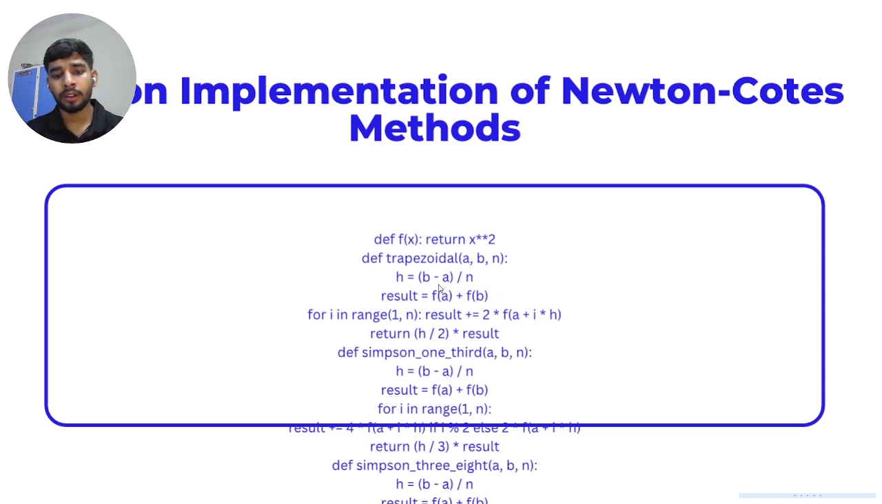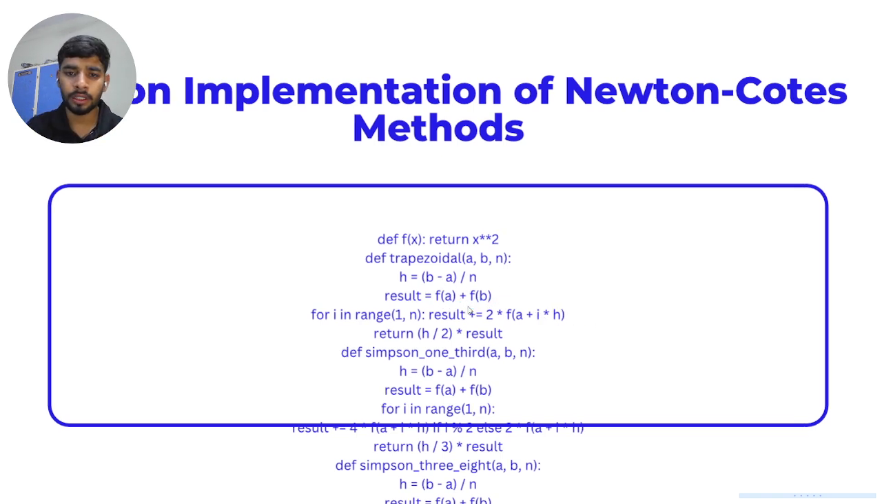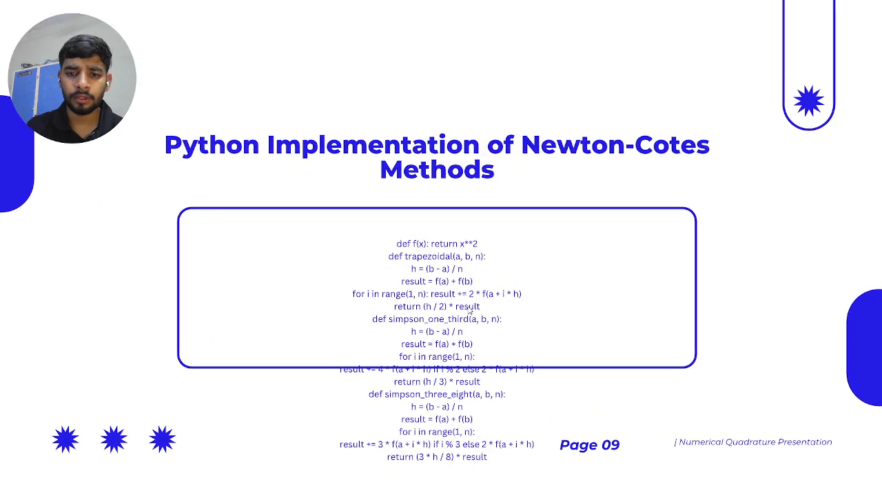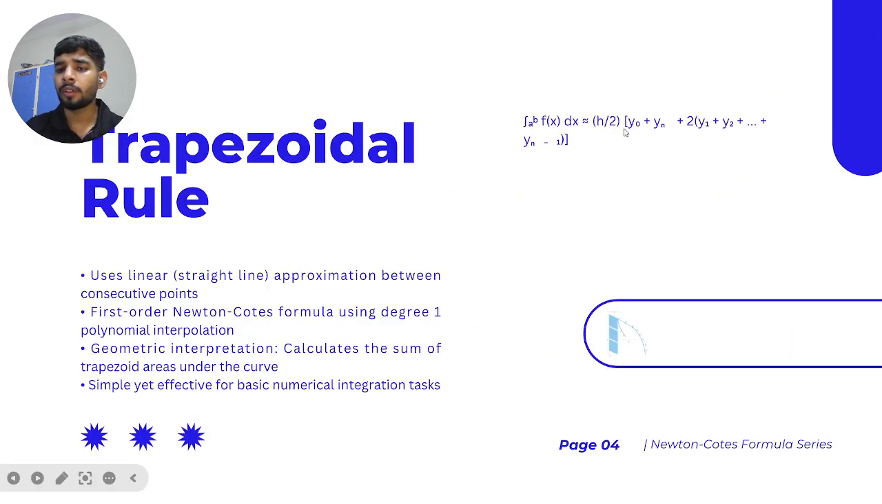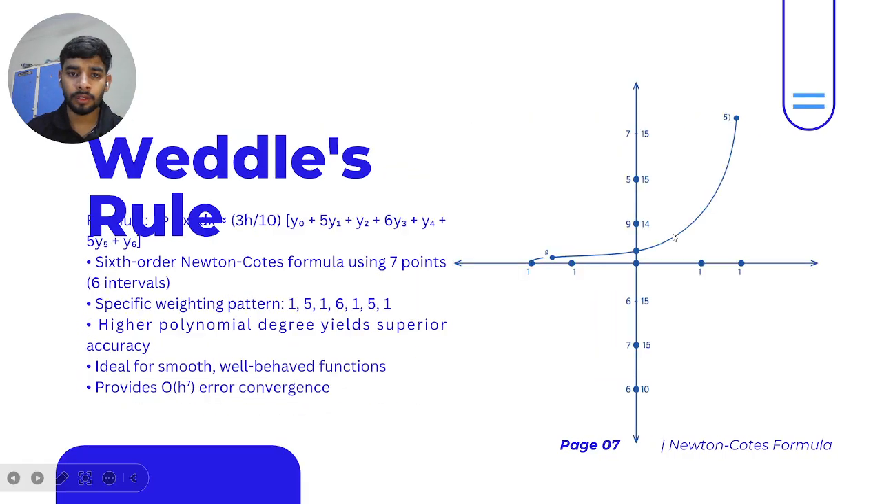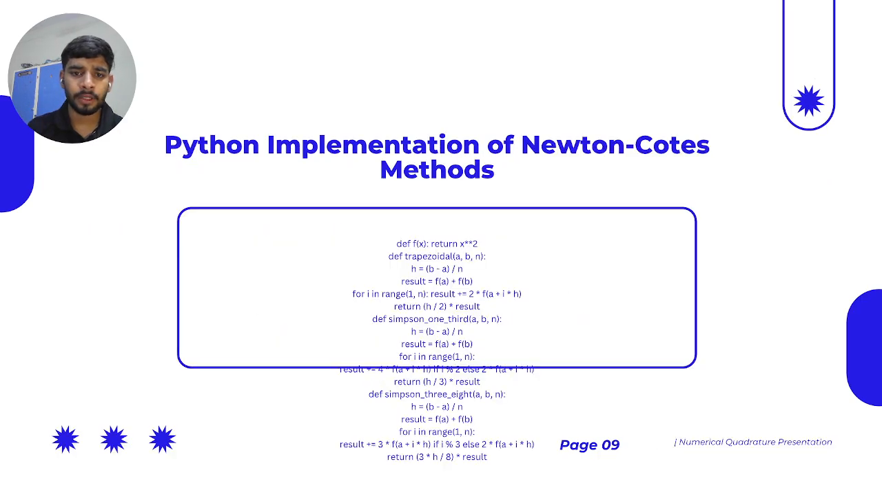Here it suggests that we add the first and last terms, as we are going to see in our trapezoidal rule. You will see in the formula that we have to add first and last, and then multiply everything else by 2. So we are doing exactly that, multiplying by 2 into f(a plus i h), and in the result we will return h by 2 into the result.